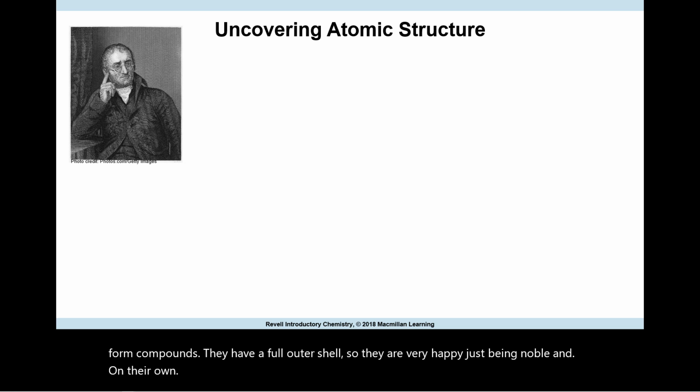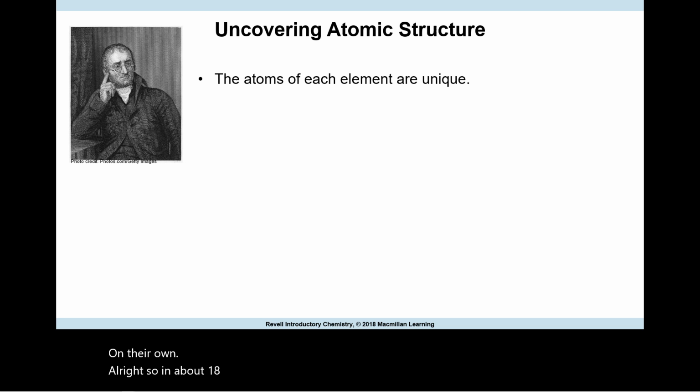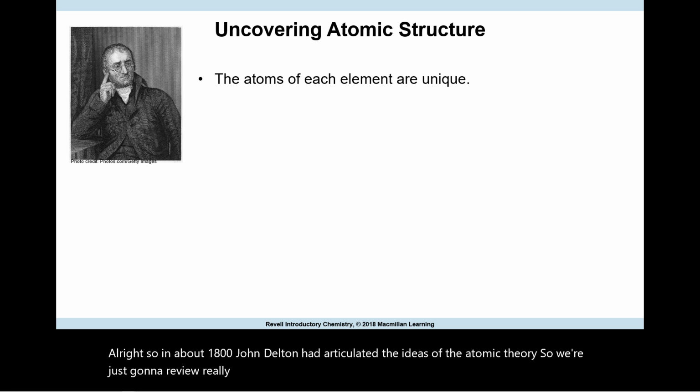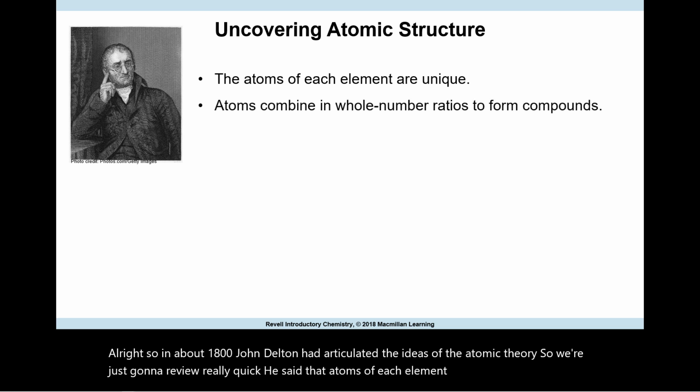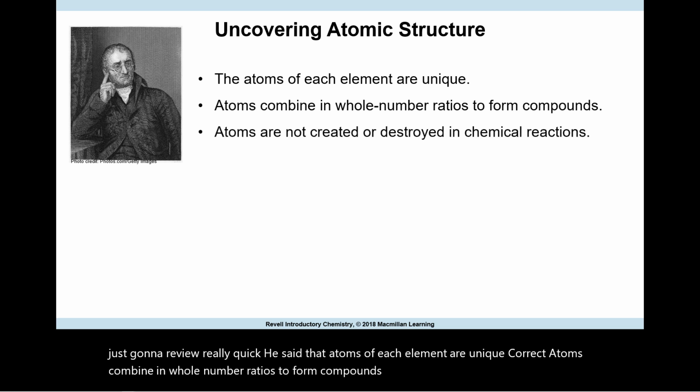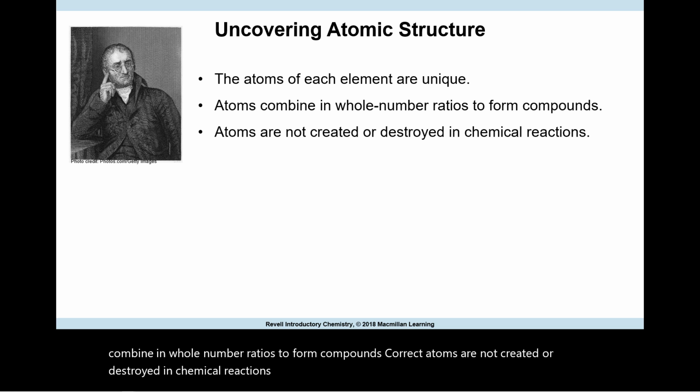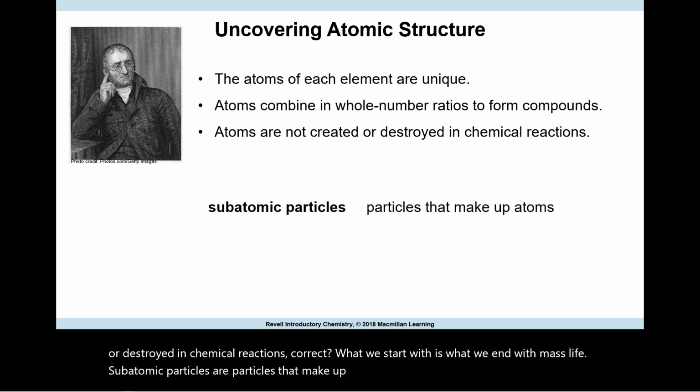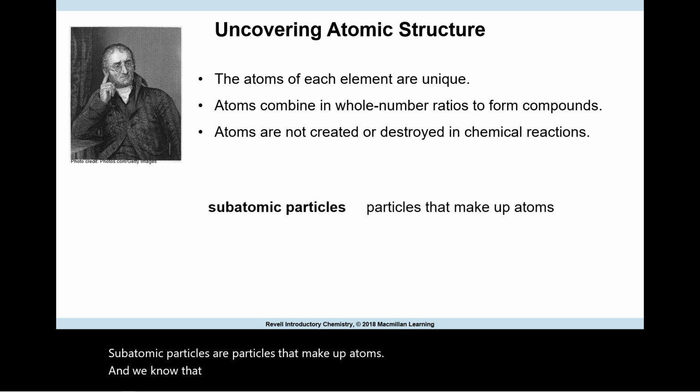All right, so in about 1800s, John Dalton had articulated the ideas of the atomic theory. So we're just going to review really quick. He said that atoms of each element are unique. Correct. Atoms combine in whole number ratios to form compounds. Correct. Atoms are not created or destroyed in chemical reactions. Correct. What we start with is what we end with, mass-wise. Subatomic particles are particles that make up atoms. And we know that those subatomic particles are protons, neutrons, and electrons.